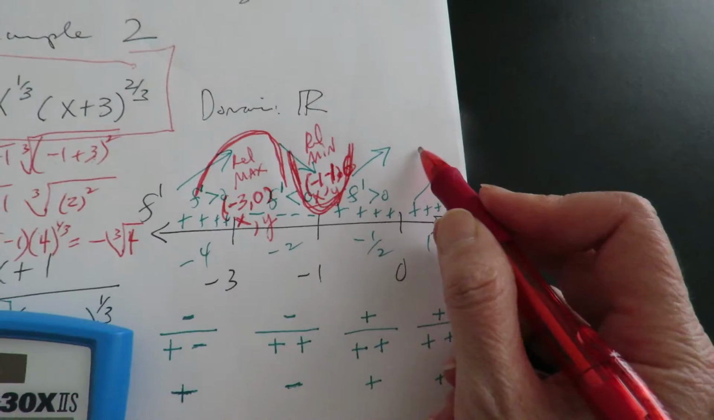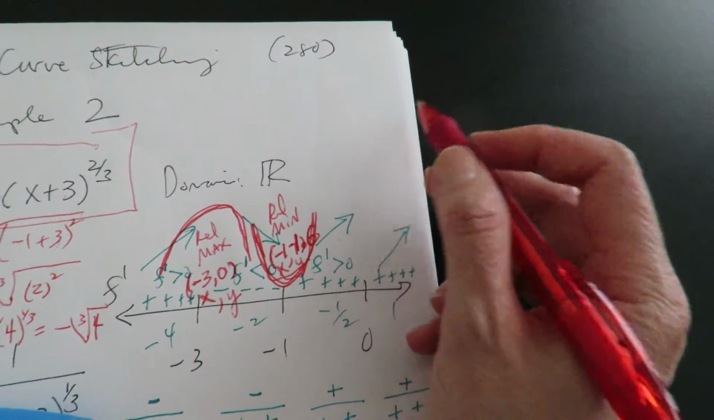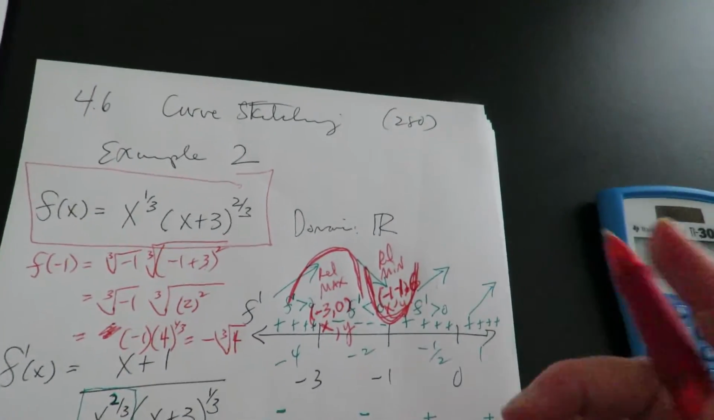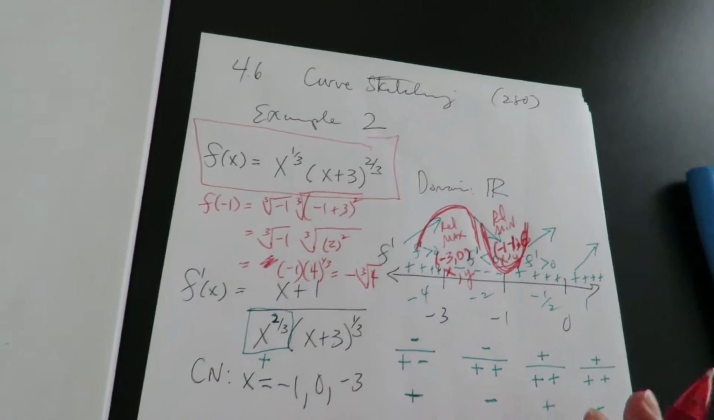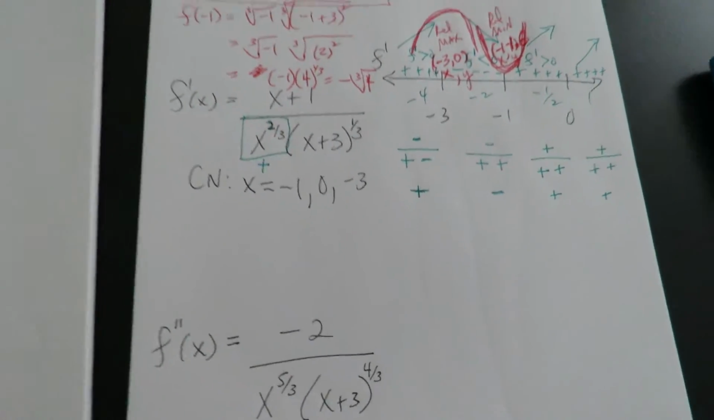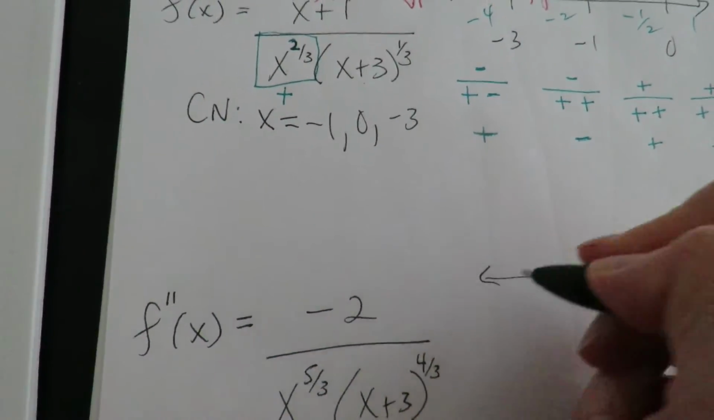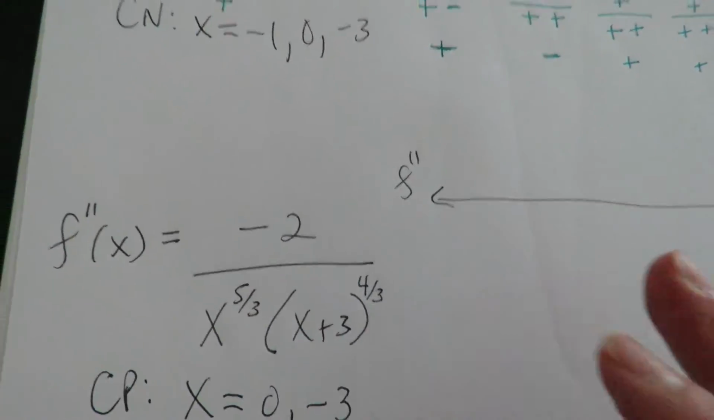At 0, the graph goes up, and then it keeps going up, so there's no relative extrema there. So that's all we got. We got a min and a max, and we're good there. On to the second derivative. Okay, over here, let's see what's happening in terms of behavior, in terms of concavity and inflection points.